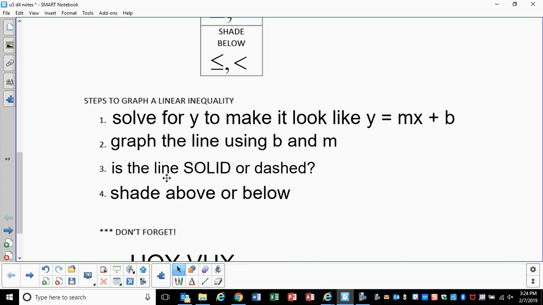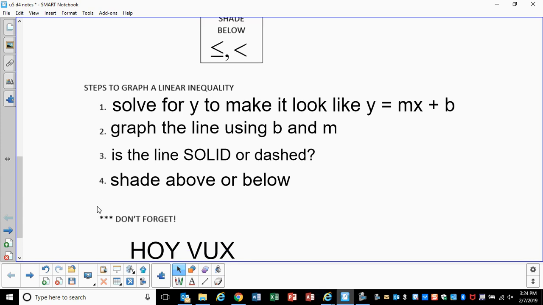Okay? Step 3 is figure out if that line is supposed to be solid or dashed. So look at the inequality symbol that you had when you had it in slope-intercept form. If it's an equal to kind of inequality, it's solid. If it's not equal to, you need dashed, which with your pencil, just go over and kind of erase marks off the line so it looks like dashed.